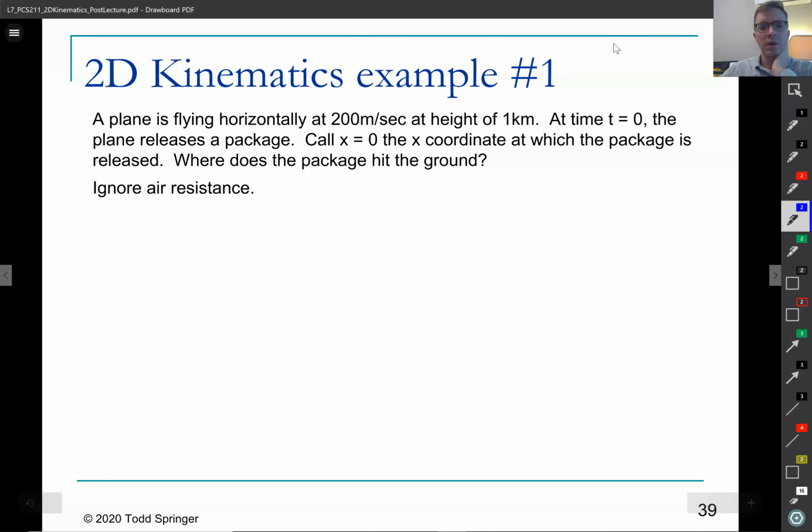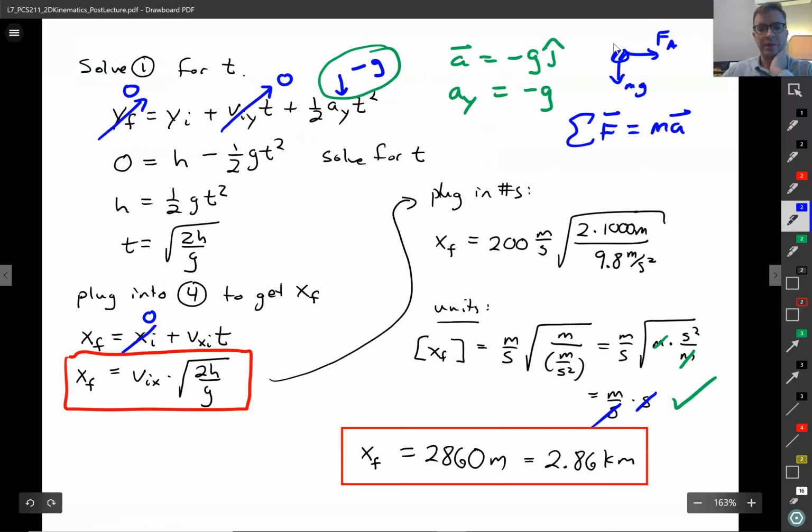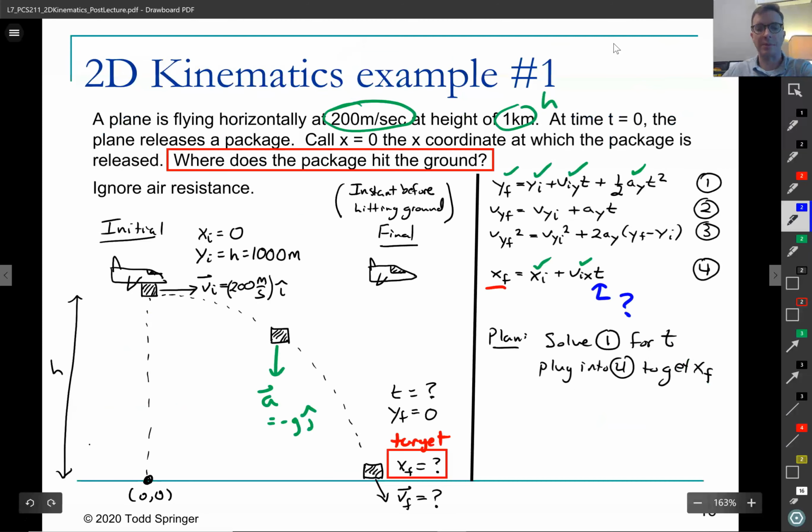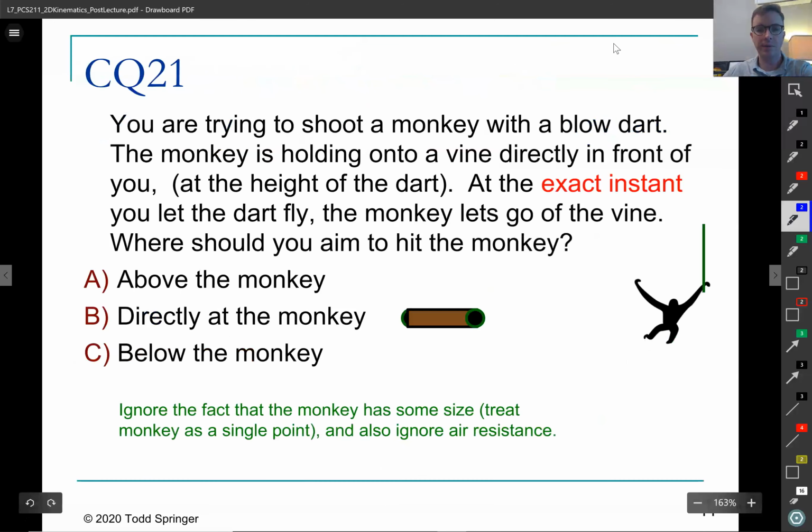Okay, this is the example which I solved in class about dropping a package and figuring out where it hits. So that is in the previous recording.